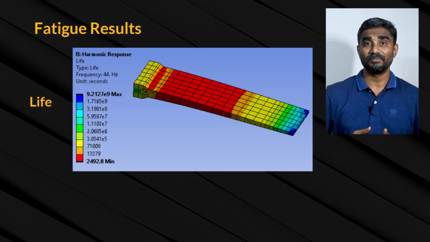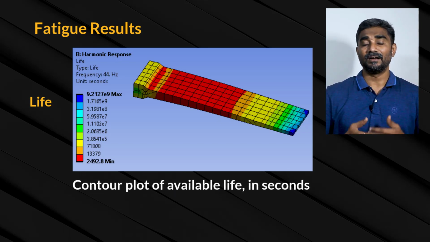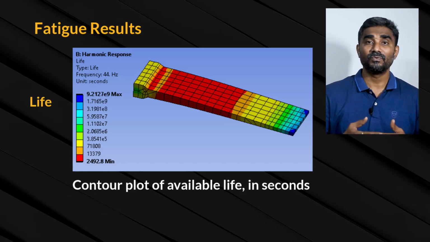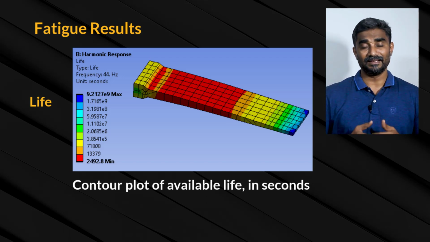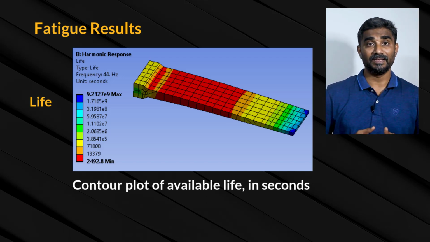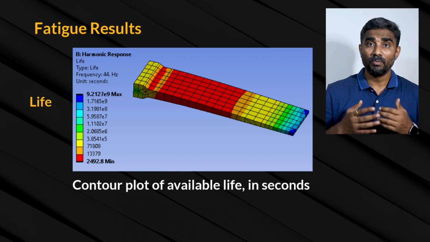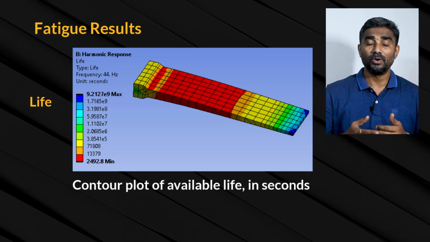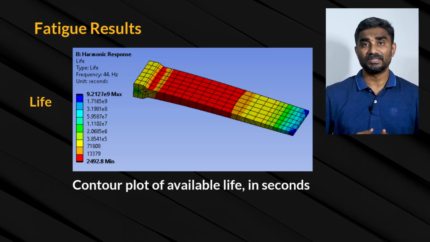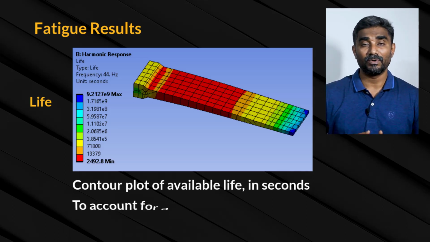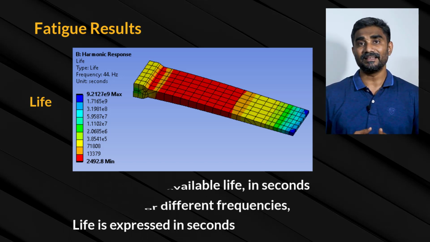The fatigue life result provides a contour plot showing the available life in seconds across the component. It is worth noting here that traditionally, fatigue life is expressed in cycles. However, in harmonic fatigue, we can have multiple frequencies, so a higher frequency will have more cycles per second than a lower frequency excitation. And comparison of cycles becomes confusing. That is why to account for different frequencies, life is expressed in seconds rather than in cycles.